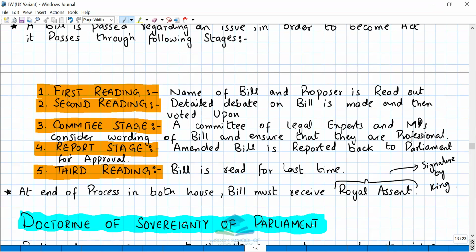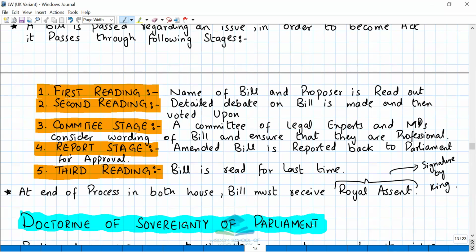For example, if the voting is in favor of the bill, then you will go to the committee stage. A committee of legal experts and MPs, meaning members of parliament, consider the wording of the bill and ensure it is professional. You know that in law, every word you use in creating a law has importance. So the law should be created in a professional manner, right? That is why a committee is formed with legal experts and parliamentarians, and they consider the wording of the bill, amend it, change it, and ensure that the law we are going to create regarding the bill is in a professional manner. Because in a bill very detailed things are mentioned, but to create a law, you have to summarize that, right? Professional wording should be used. So all this is done in the committee stage.